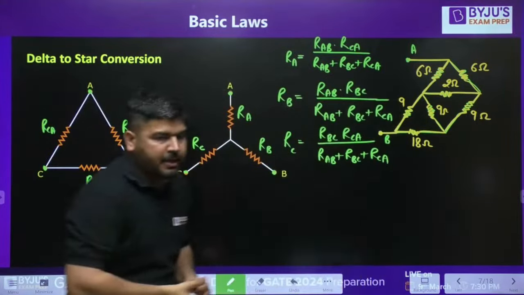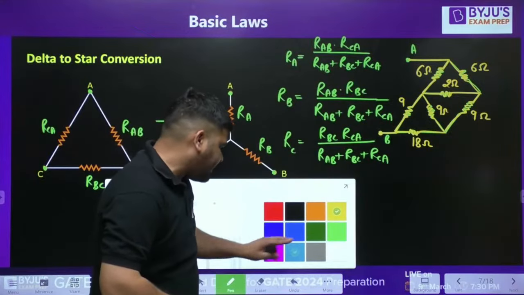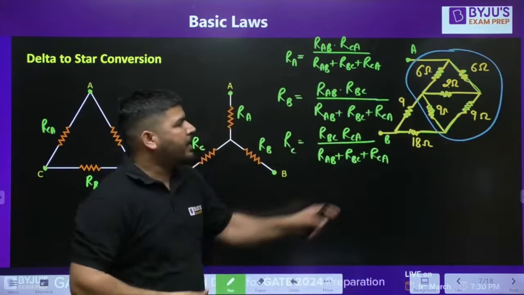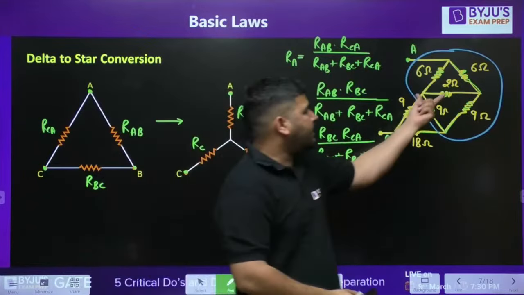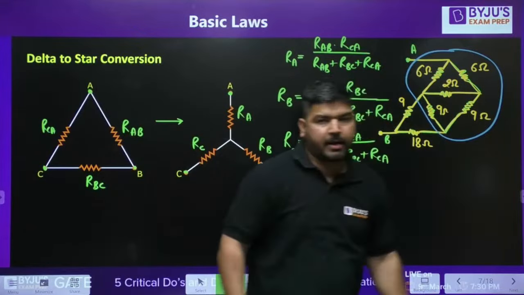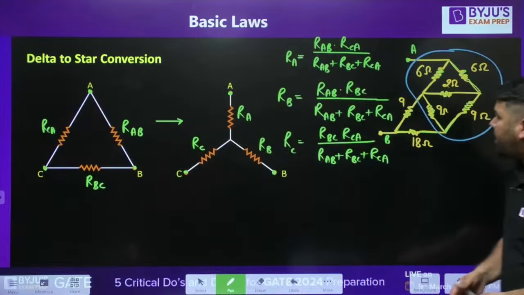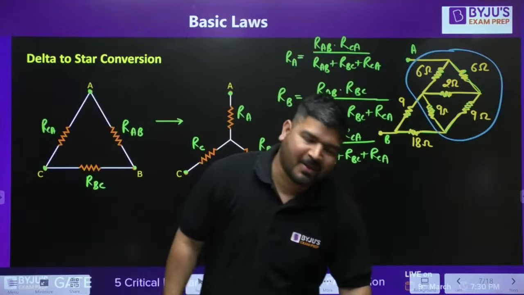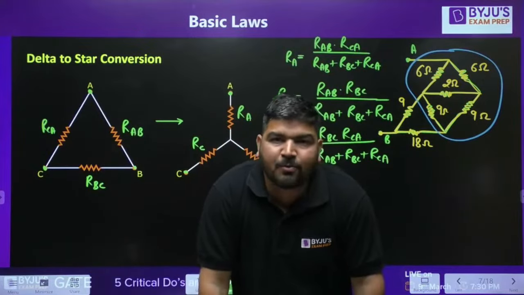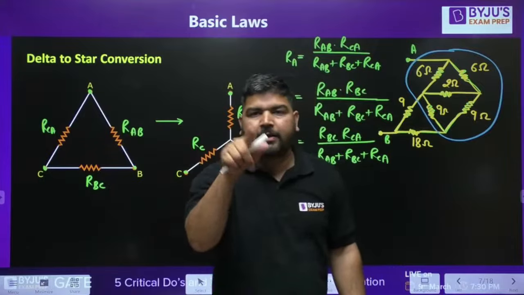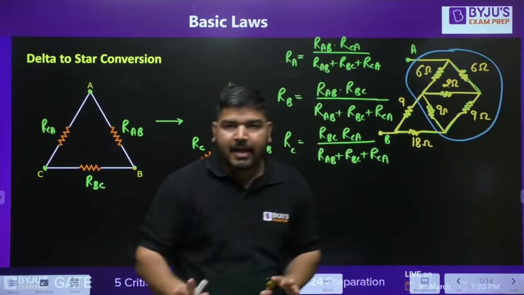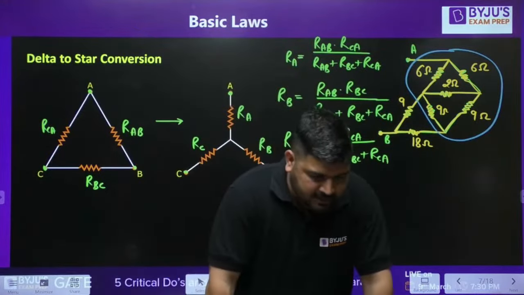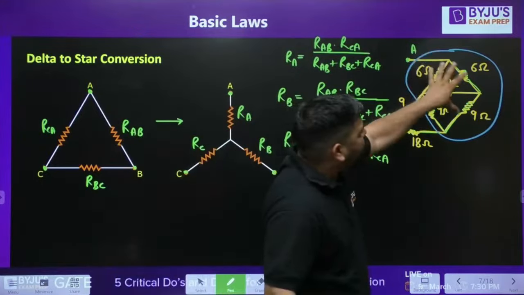Now my question is, how many of you think that this is a balanced bridge, and you can remove this 2 ohm because 6 upon 6 equal to 9 upon 9? Is it a balanced bridge? Tell me, guys. Just raise your hand. Or say why in the chat section. And if you think this is not a balanced bridge, you can write N in the chat section. Tell me, how many of you think that this is a balanced bridge?